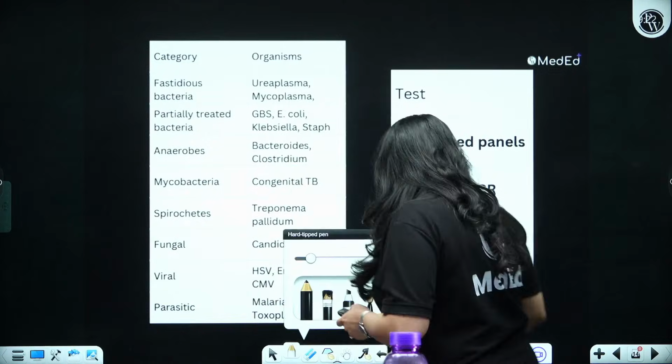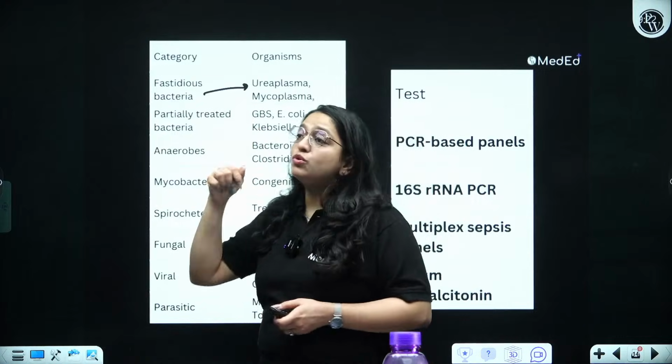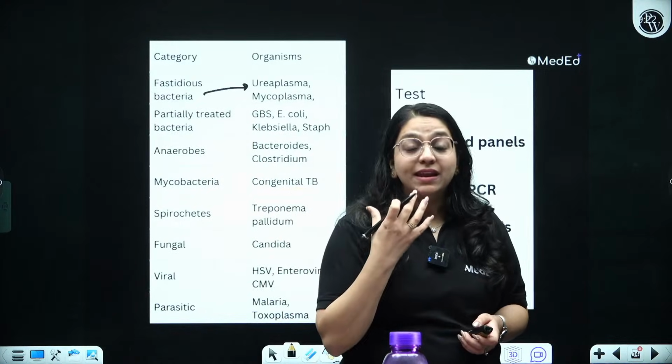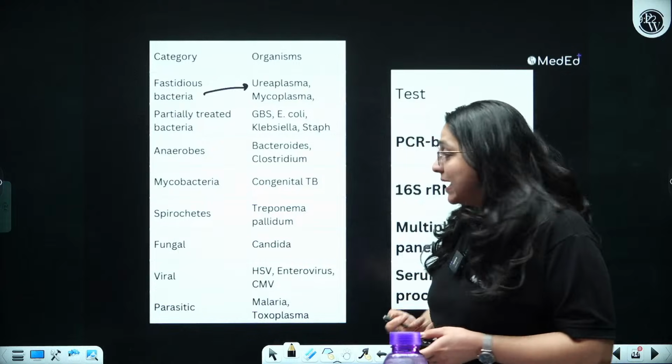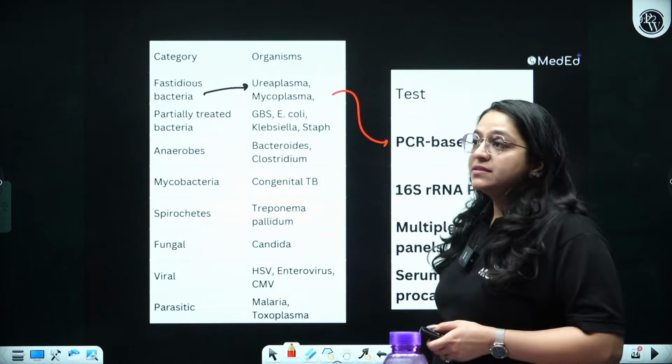So, all of these different things can happen. If a fastidious bacterium is there, probably some Ureaplasma or Mycoplasma, it is very, very difficult to grow in the labs. In that scenario, you should go for PCR-based detection methods.